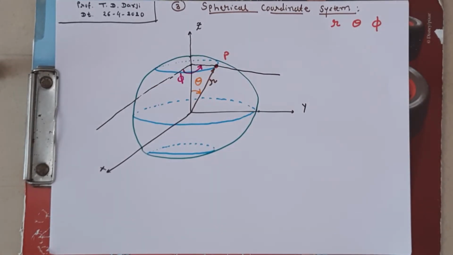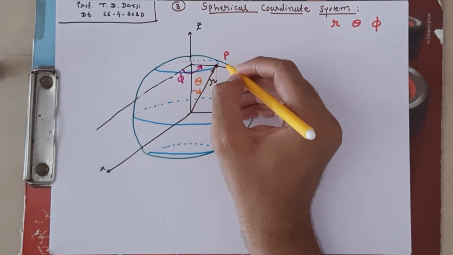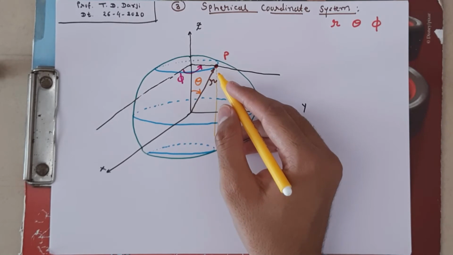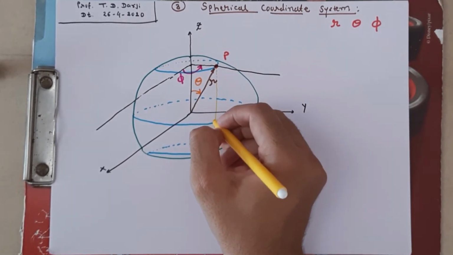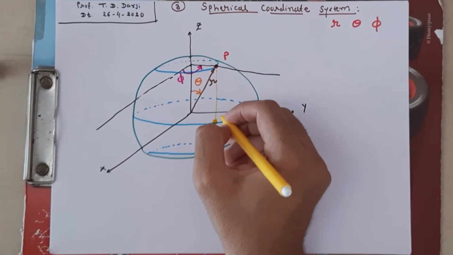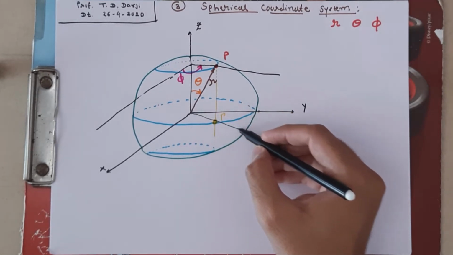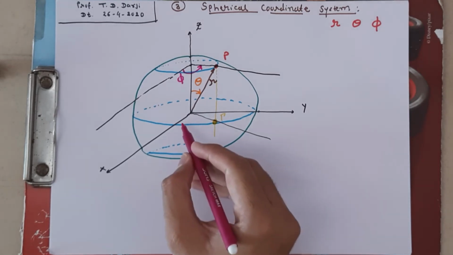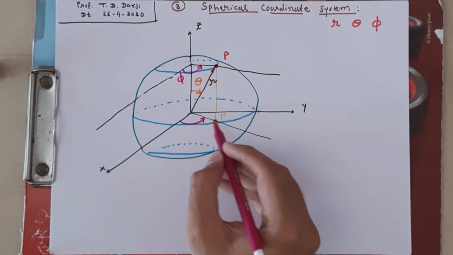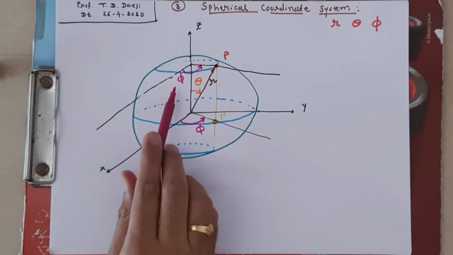Or what I can do is draw a shadow of this point. Suppose the shadow of the point is somewhere here on the xy plane. I do the same thing: I draw one line which is passing through this point, and I measure the angle with respect to the x-axis and this line. It is known as phi. So these two values of phi are the same.